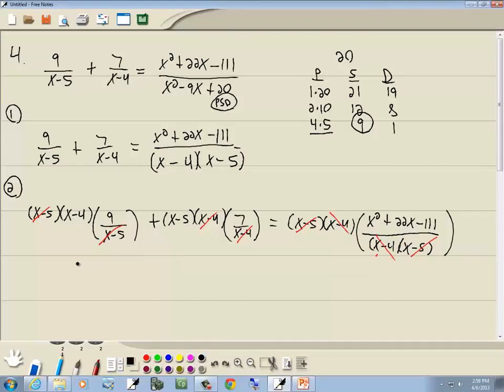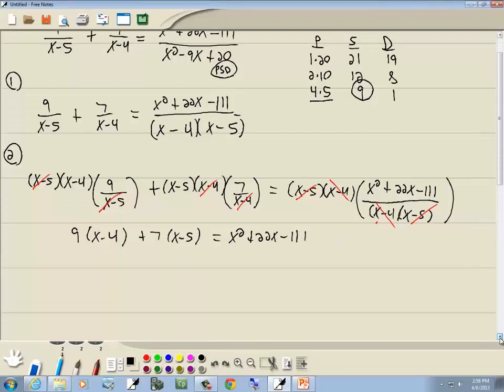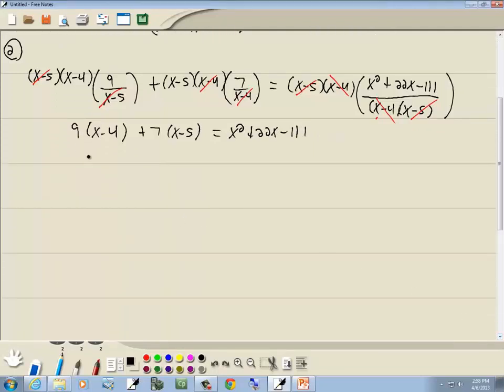So let's write down what we have left before we multiply through. So we've got 9 times x minus 4 plus 7 times x minus 5 equals x squared plus 22x minus 111. Well, 9 times x is 9x. 9 times negative 4 is negative 36. 7 times x is 7x. 7 times negative 5 is negative 35. Equals x squared plus 22x minus 111.